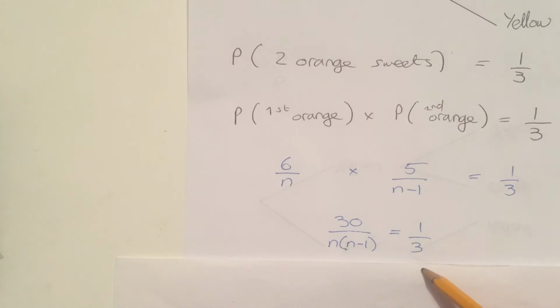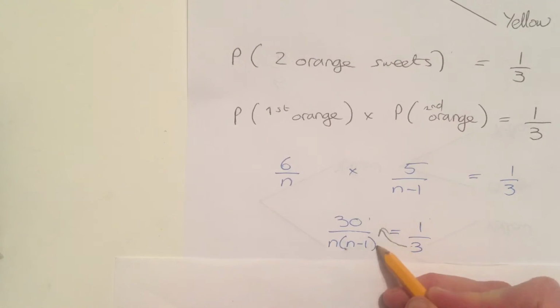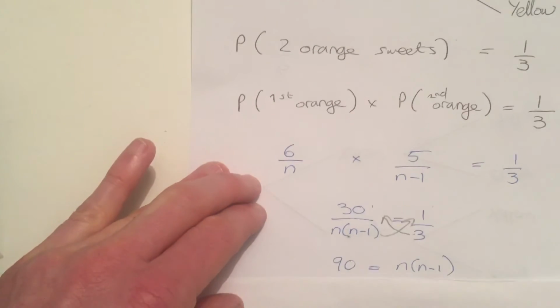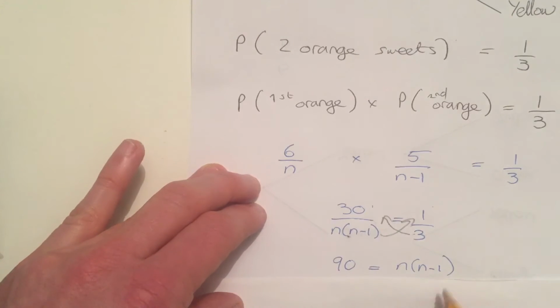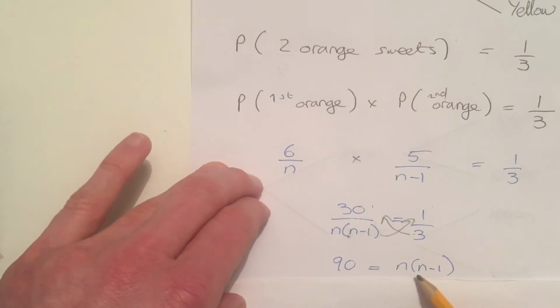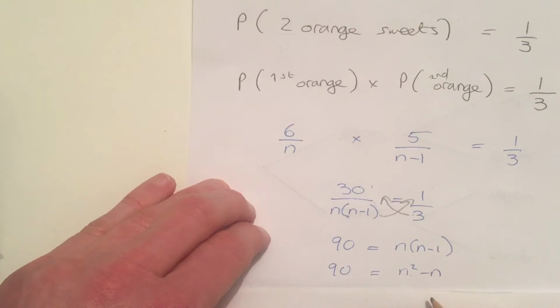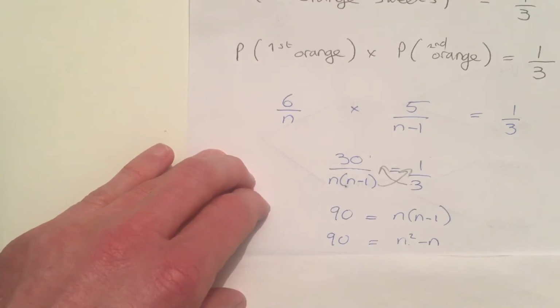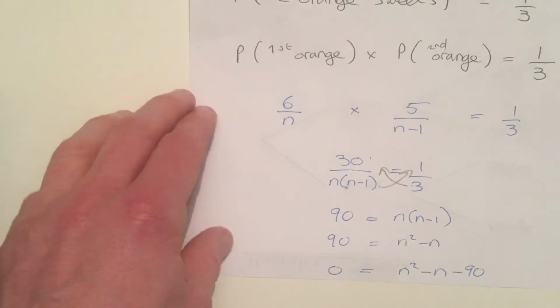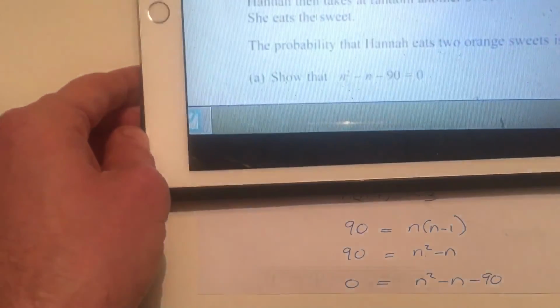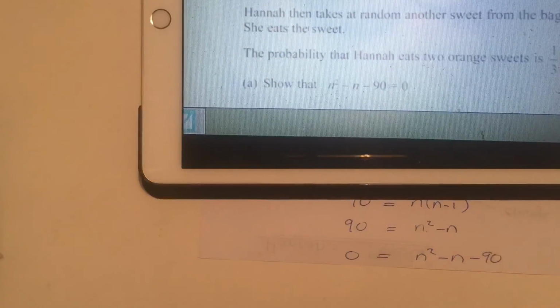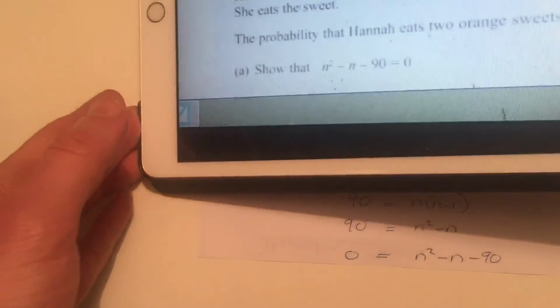And now I'm just going to do a little bit of algebra. So I'm going to multiply both sides by 3, and at the same time multiply both sides by n minus 1. So bring this up here and bring that over there. So 30 times 3 is 90. 1 times n minus 1 is n minus 1. I am now going to expand these brackets and take 90 away from both sides, and then, bringing the question back here, you can see the same thing as what we were asked to do. So we've answered part A of this question.